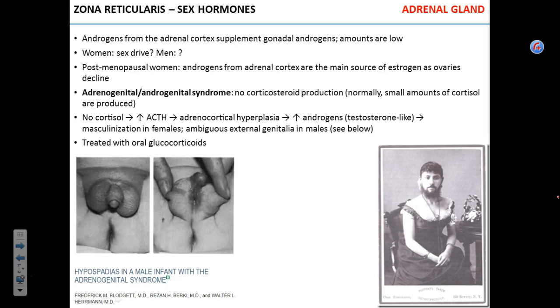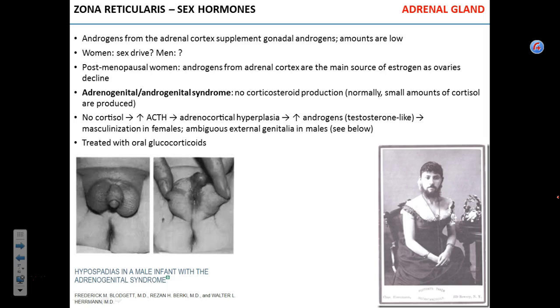Now, the interesting thing about these sex hormones is that they are very much secondary. What is the main site that produces sex hormones in the human body? In the male body, testis. In a female, ovaries. So those are the main sources, okay? Adrenal glands have kind of a supplement role. They produce androgens, but amounts are fairly low.